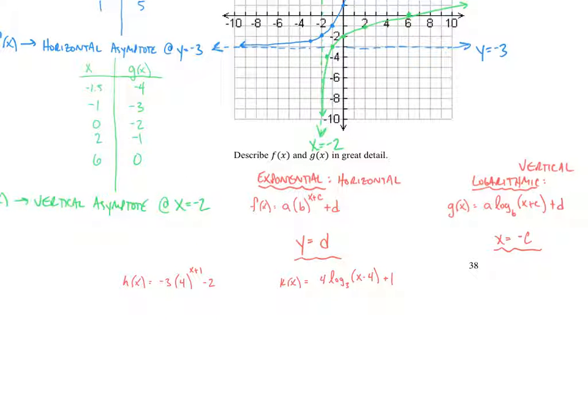Let's take these two functions just for example. This is an exponential function right here, h of x. So it's exponential, which means that it has a horizontal asymptote, which means all I have to do is look at d. So the horizontal asymptote is at y equals negative 2. All right, now k of x is a logarithmic function, which means it has a vertical asymptote, which means all I have to do is look at the number that's inside here, the horizontal shift, and make it negative. So the vertical asymptote would be x equals 4.